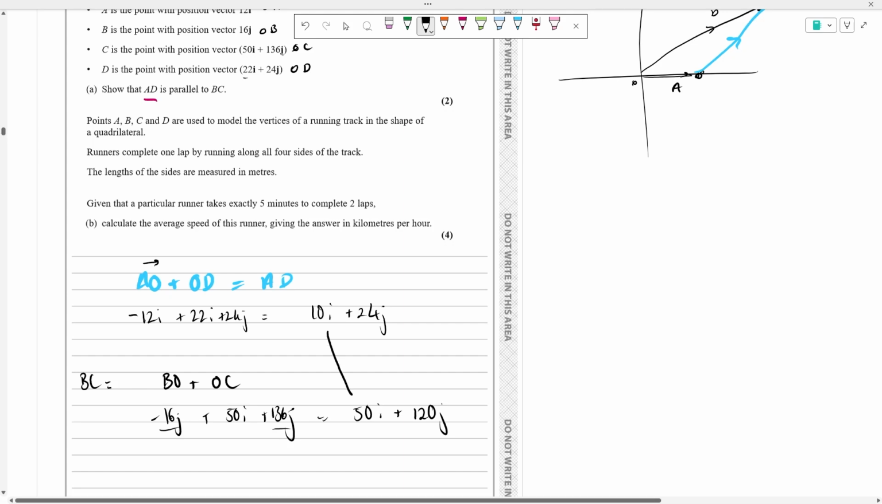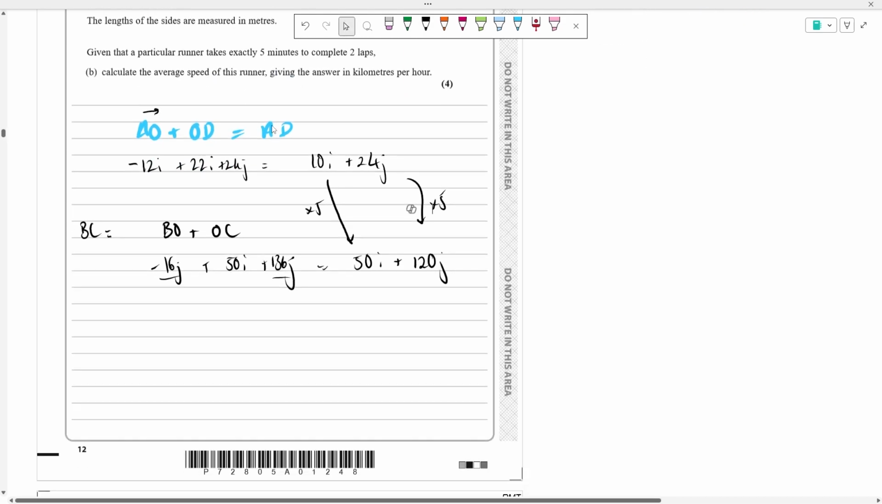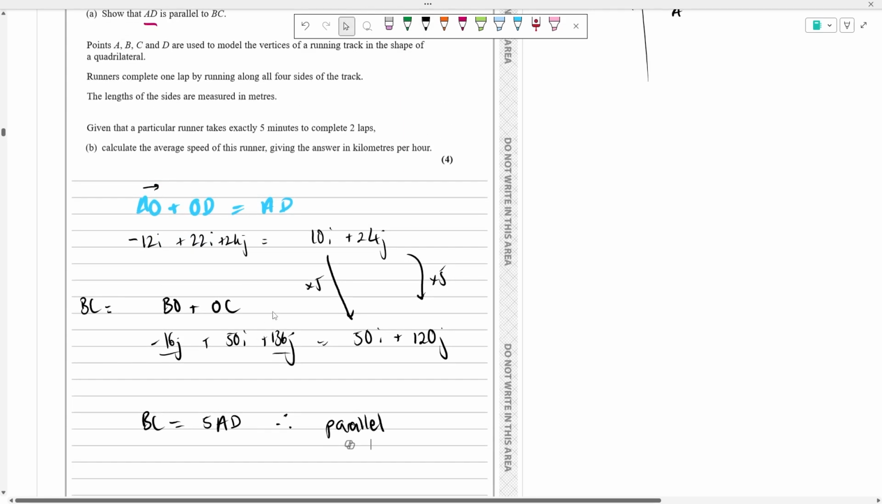Okay, so here we're timesing by 5, and here we are actually also timesing by 5. Therefore, we have some sort of scale factor. So that means that BC must equal 5 of AD. Therefore, parallel. Cool. And essentially, you're looking for this scale factor.